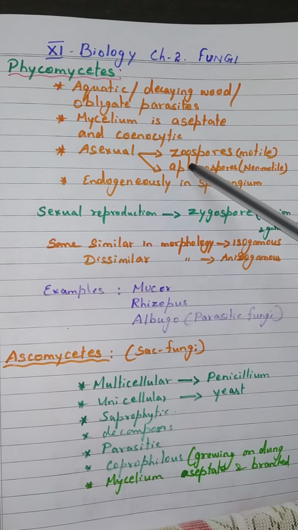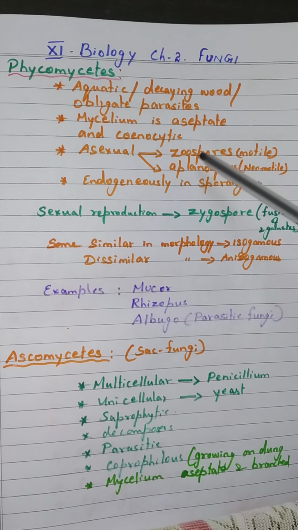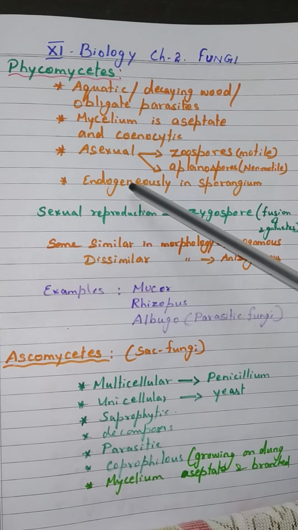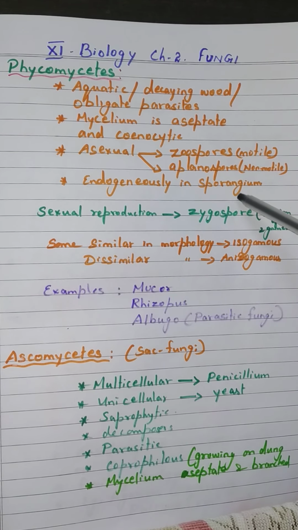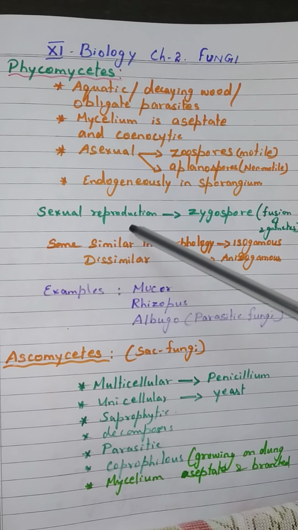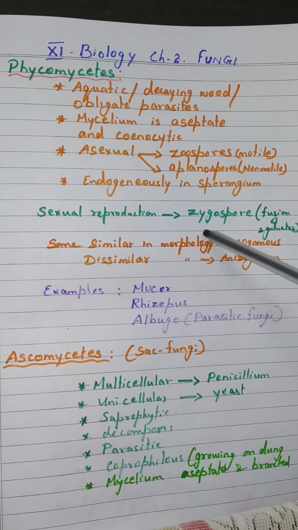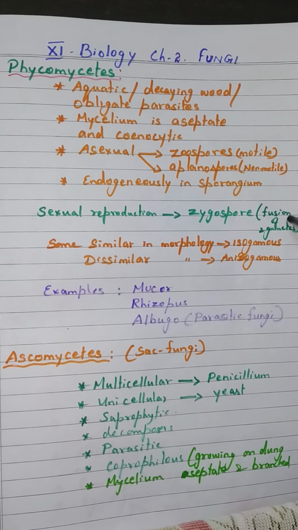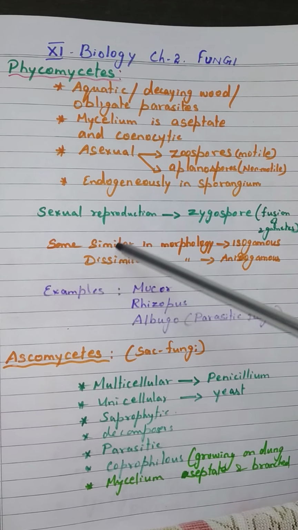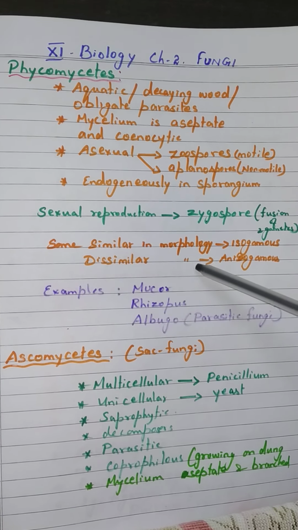Asexual reproduction takes place by 2 types of spores, zoospores and aplanospores. Zoospores are motile and aplanospores are non-motile. These spores are developed endogenously in sporangium. Endogenously means inside. Sexual reproduction also takes place by the formation of zygospores, by the fusion of 2 gametes. These gametes may be similar in morphology or dissimilar in morphology.